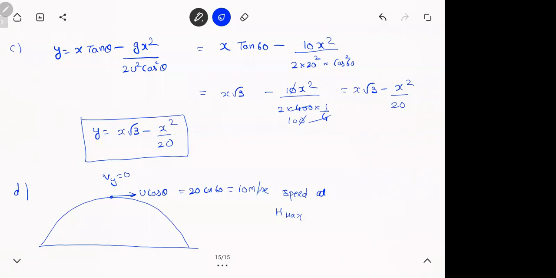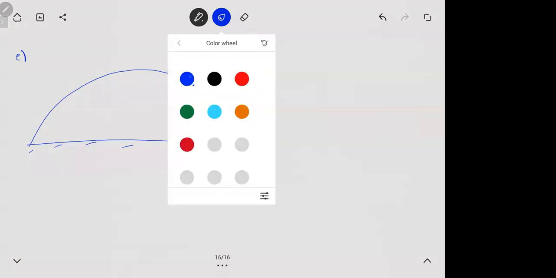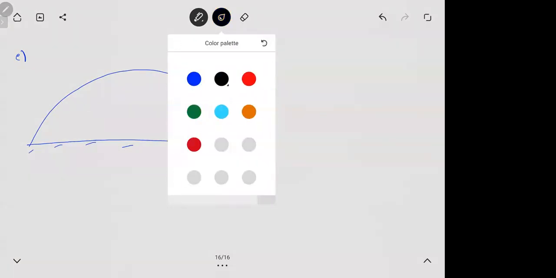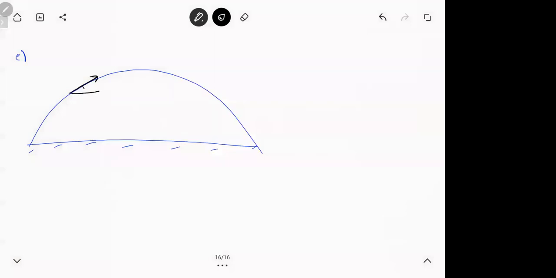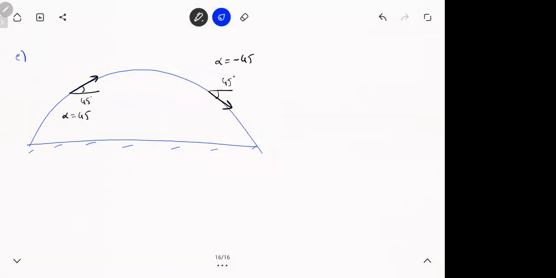And the last one. The E part says, find the time when the angle is 45 degree. Now you need to understand there are 2 times it will make 45. While it is going up, it can make 45. While coming down also, it can make 45. So in this case, you take alpha as plus 45. Here you take alpha as minus 45. If you're going up, the angle is positive. If you're coming down, below the x-axis the angle is negative. Since you didn't tell me which 45, I have to take both of them.